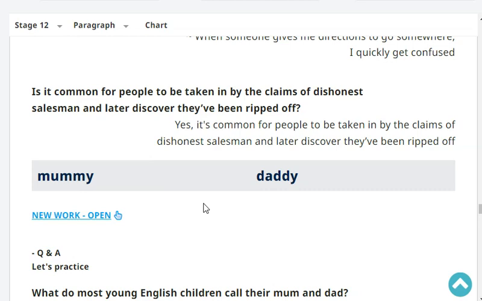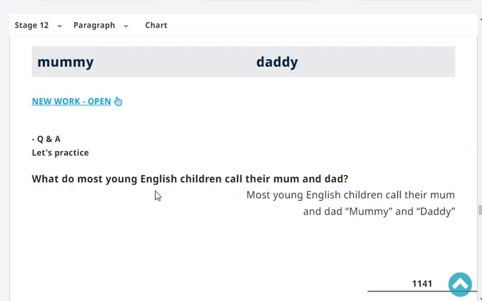Very good. One more. Yes, it's common for people to be taken in by the claims of dishonest salesmen and later discover they've been ripped off. Very good.